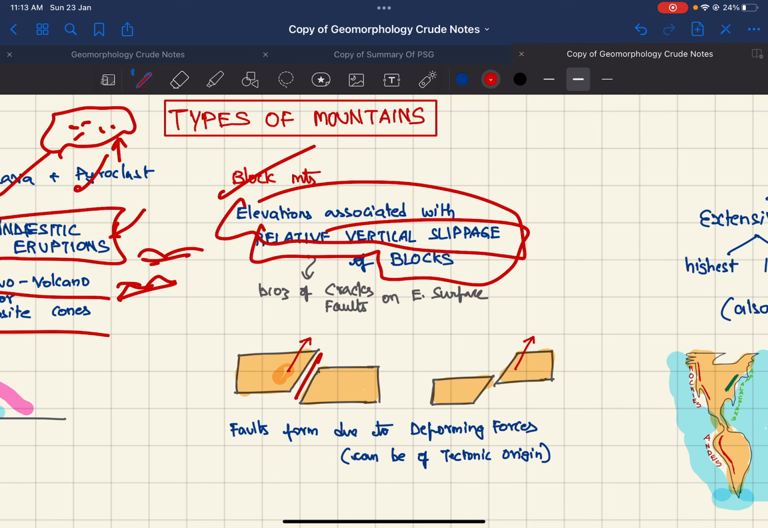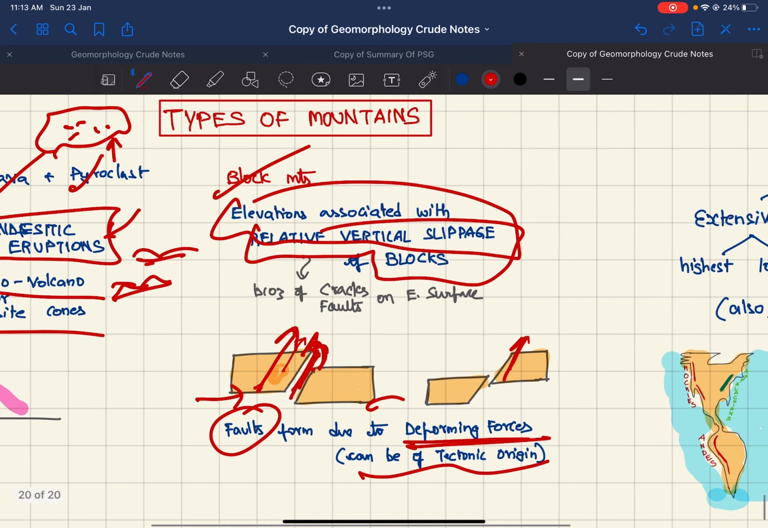Coming to the block mountains, these are elevations associated with relative vertical slippage of blocks. Here we can see there's a rift. Due to some forces or movements, one of the blocks will move up, and that will result in a certain elevation. This will be called a block mountain. The faults here form due to deforming forces, which can be of tectonic origin.